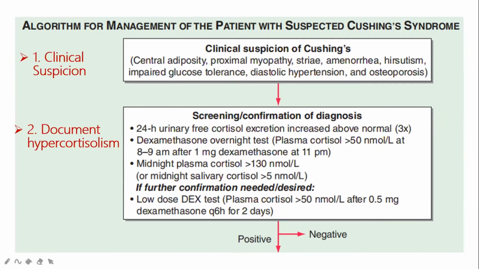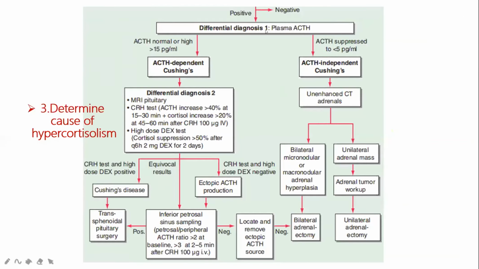And then midnight plasma cortisol of more than 130, or a midnight salivary cortisol of more than 5 nanomoles per liter. So if further confirmation is needed, then we can do the low-dose dexamethasone test, a plasma cortisol of more than 50 after 0.5 milligram dexamethasone every 6 hours for 2 days would also be a positive test. So again, if we have any of these positive, then we proceed. So we measure the plasma ACTH, and if that ACTH is normal or high at more than 15 picograms per ml, then we are dealing probably with an ACTH dependent Cushing's.